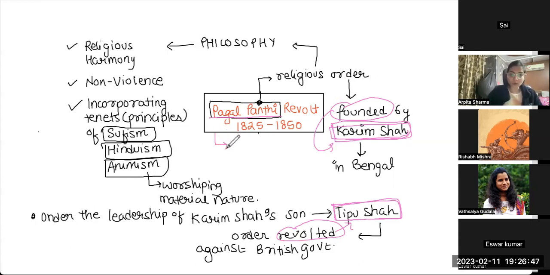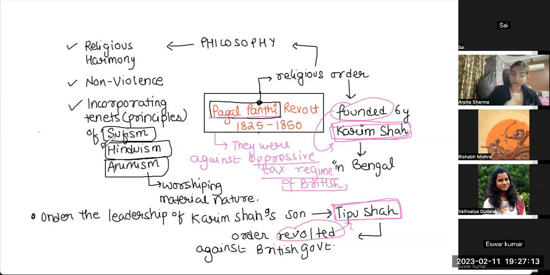And they were against what? Write it down. They were against the oppressive tax regime of the British. Britishers ka jo tax regime tha, ye uske against the. They were against the oppressive tax regime. यहाँ तक पॉइंट क्लियर हुआ सबको?